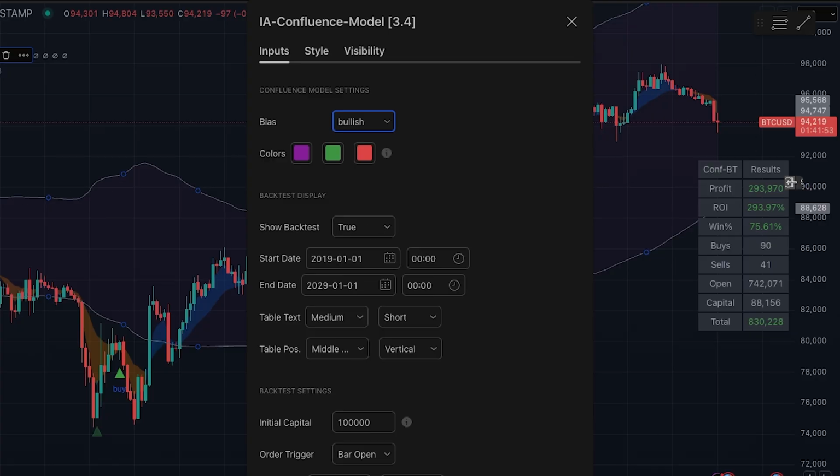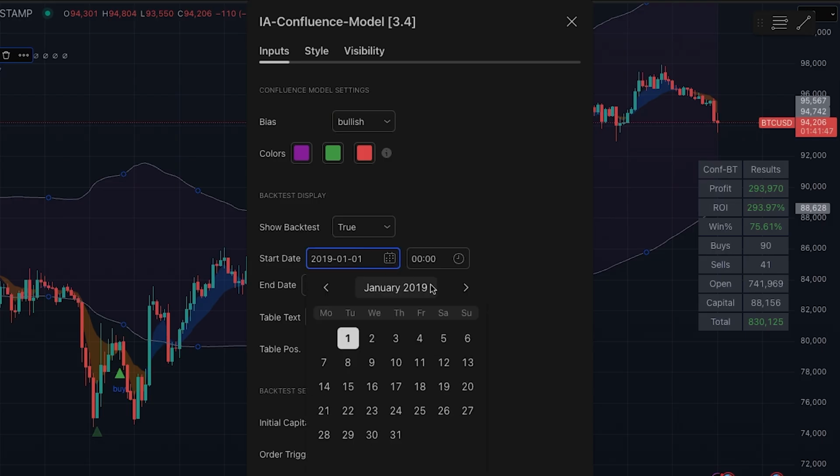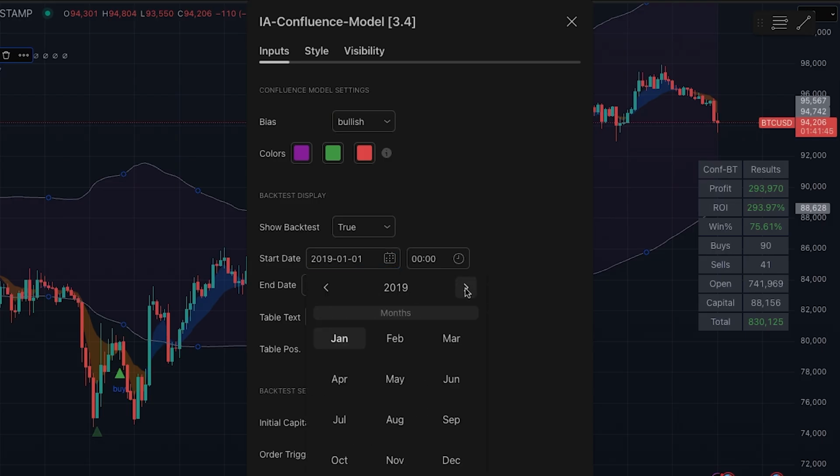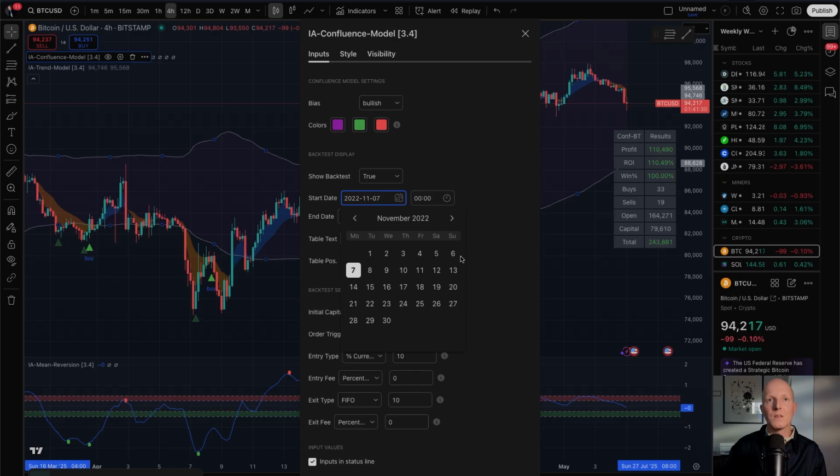The back test refers to this table right here. So the first thing we want to do is change our back test start date to the epoch for the particular asset that we're trading. For Bitcoin, that for me would be the bottom of the bear market. So I would go to November 2022. It was around the 6th there where we had the FTX crash.